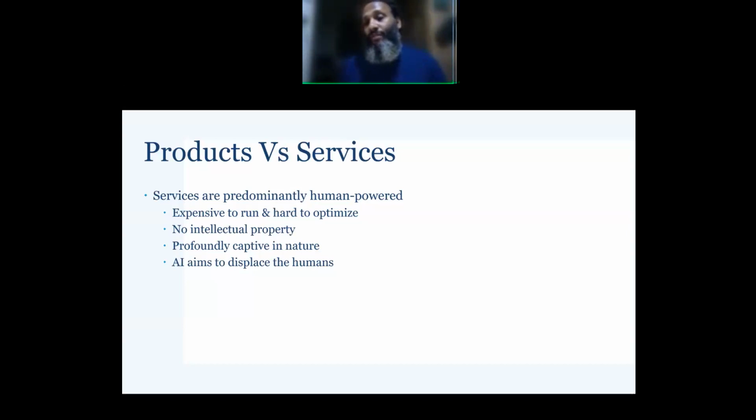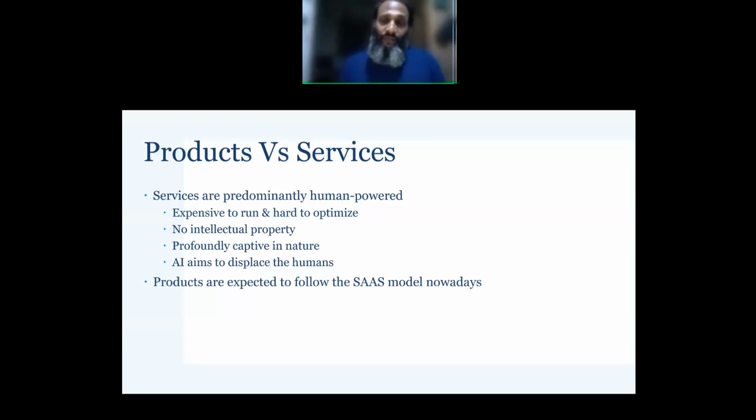Either they will change the business model, or they'll close the shop and open a different shop. This is going to be the case. So I suggest, don't think about services. Think about products. When you are going to offer something as a product, in today's situation, anything and everything you offer as a product is going to be expected as a SaaS offering.